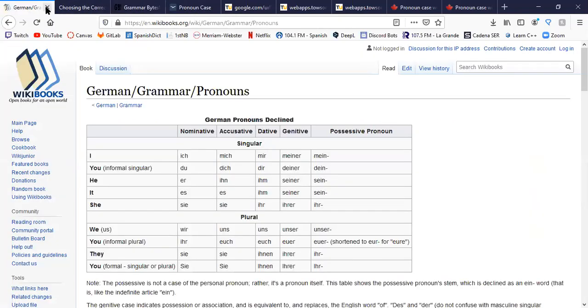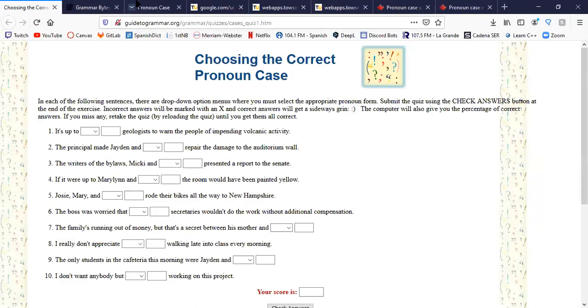Let me close out of that. Now let us begin. Let's start with this exercise: choosing the correct pronoun case. In each of the following sentences, there are drop-down option menus where you must select the appropriate pronoun form. Submit the quiz using the check answers button at the end of the exercise. Incorrect answers will be marked with an X, and correct answers will get a sideways grin. The computer will also give you the percentage of correct answers. If you miss any, retake the quiz by reloading it until you get them all correct.